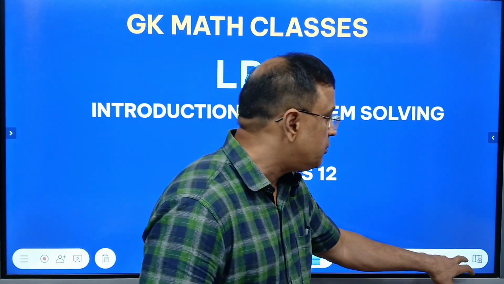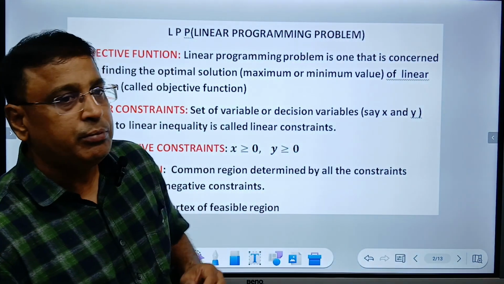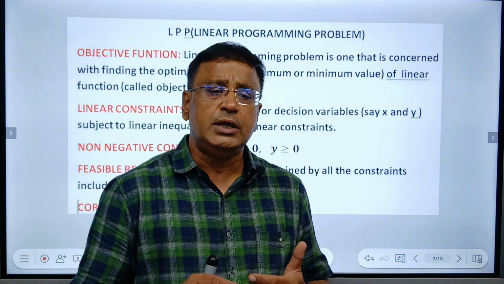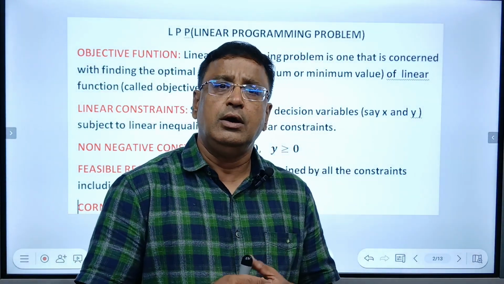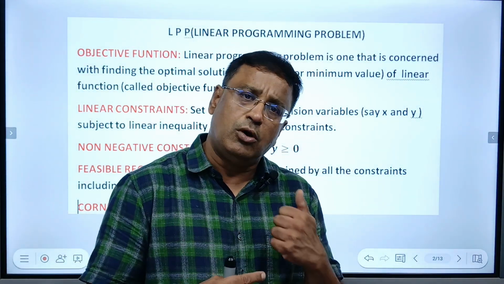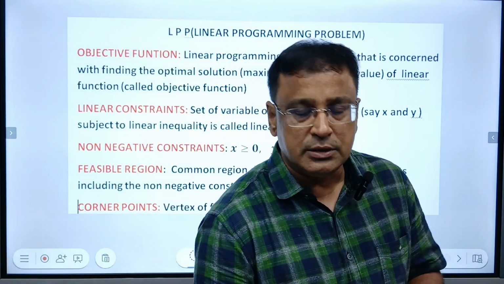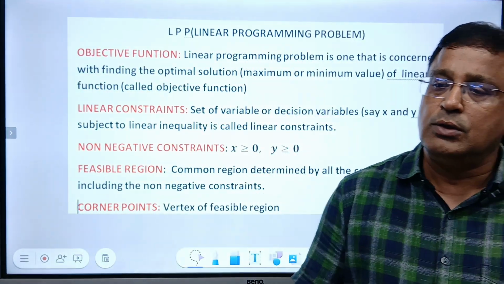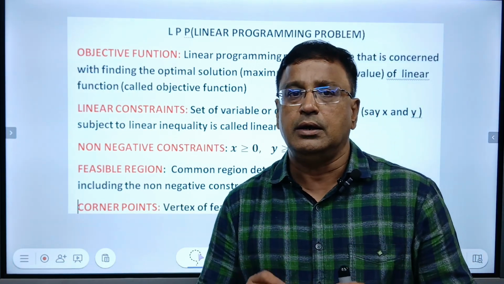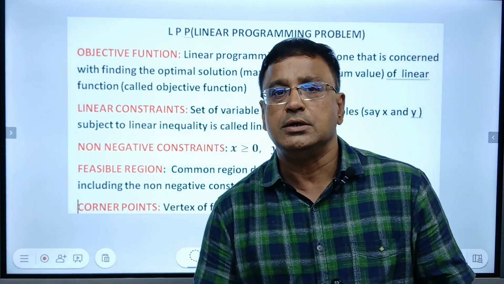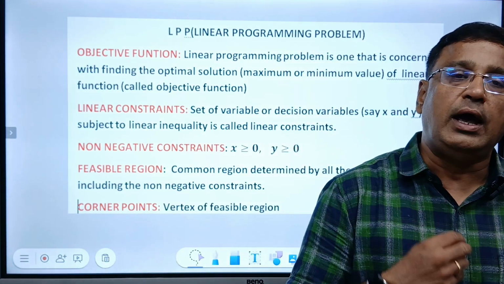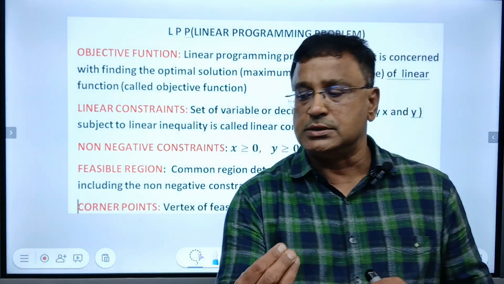Now what is a linear programming problem? A linear programming problem is a mathematical model of a business. It's a mathematical modeling of a business. So when you are doing a business, there are certain things that you should have in mind. The most important thing about a business is an objective. I need to have an objective to start a business.